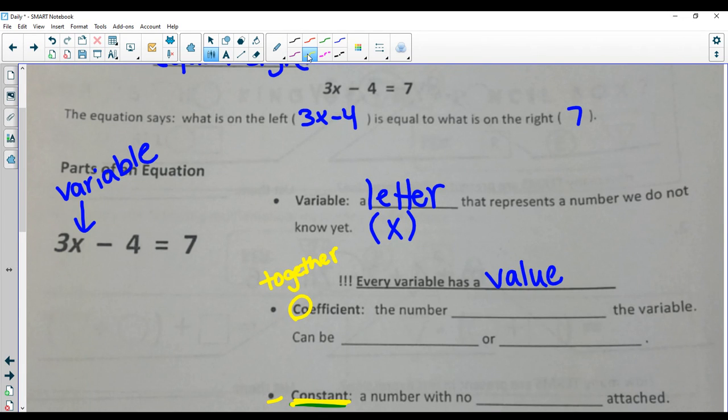So looking at this problem, what two things are together? The 3 and the x are together. They're right next to each other, right? So the coefficient is the number multiplied by the variable. The 3 and the x are next to each other, so the 3 is the coefficient.